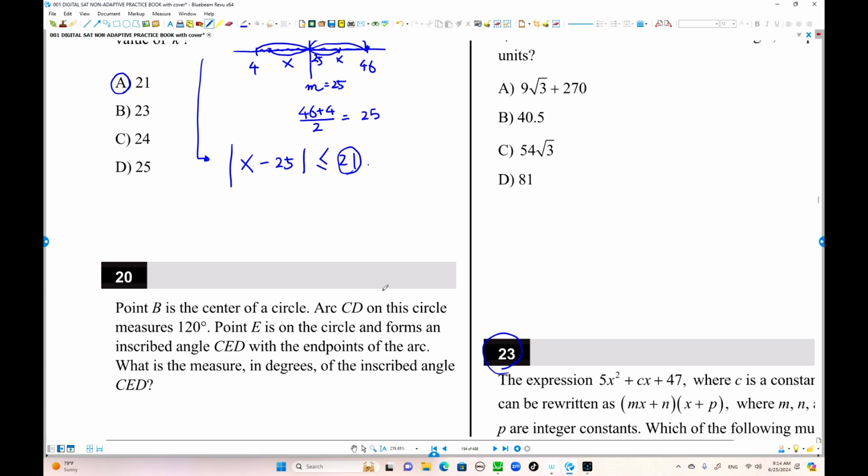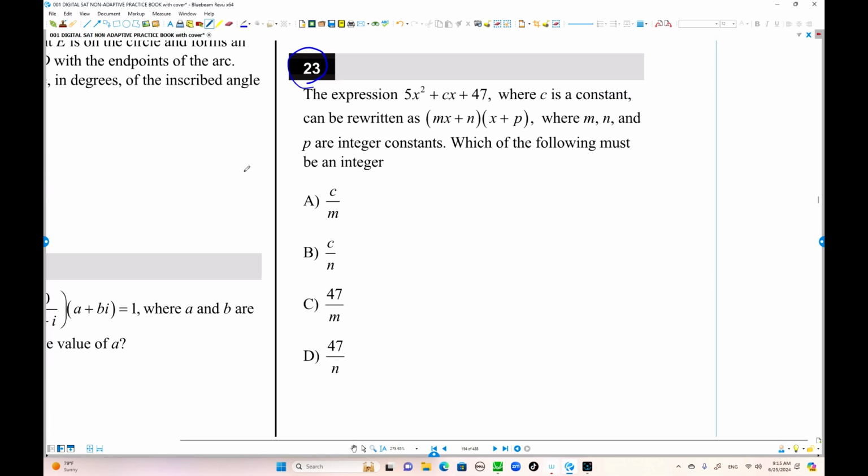Okay, the next one, number 23. The expression 5x squared plus cx plus 47 is written over here. That is what? Factored form. So over here, m, n, and p are all integer constants. m is integer, n is integer, and p is also integer. They are all integers. So using this, which of the following must be an integer too? c over m, c over n. There are 4 options there. How can you find this one?